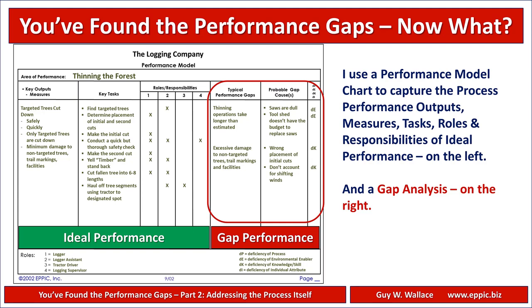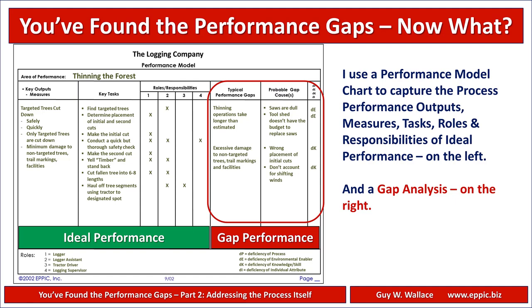The same thing with the environmental asset enablers. There's data information, there's materials and supplies, there's tools and equipment, facilities and grounds, budget and headcount, culture and consequences. Either the environment, the performance context, is conducive to the humans involved to produce the outputs, or they are not. On the left on the performance model, that's what I call ideal performance.